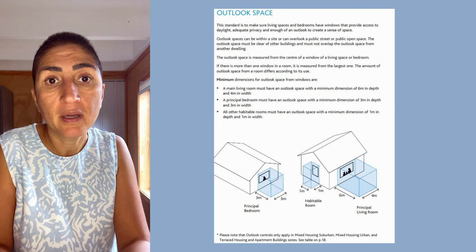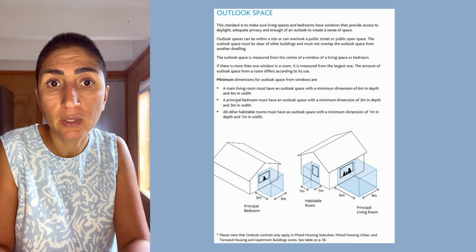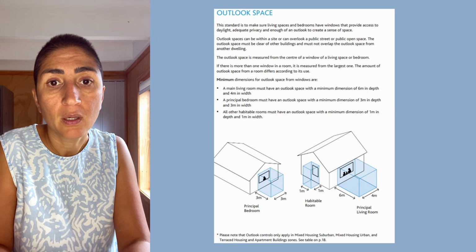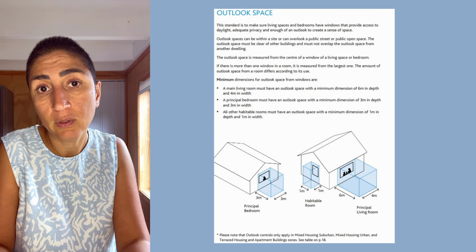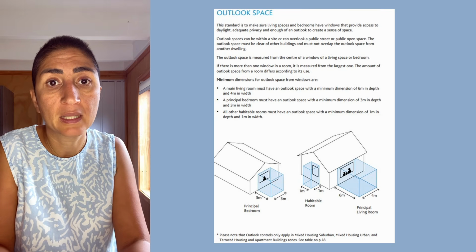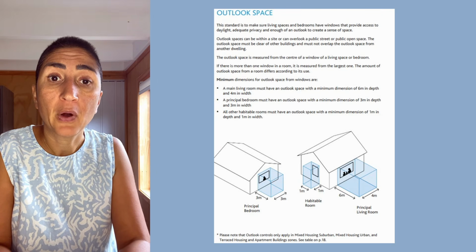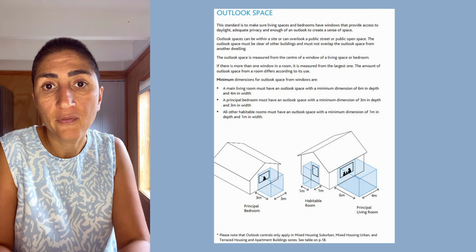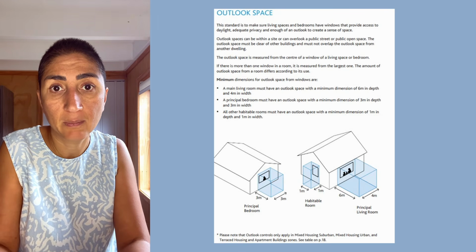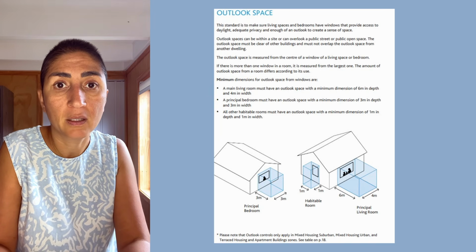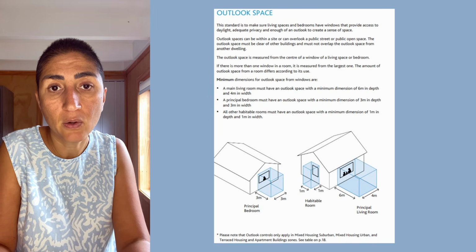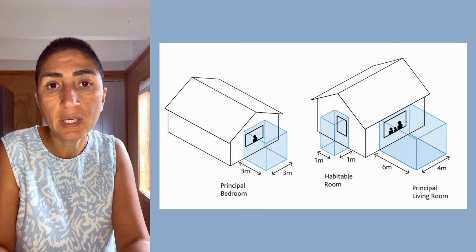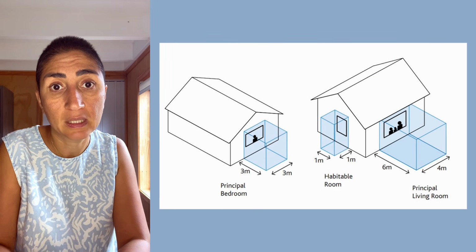There's also another important rule that you need to look out for in your zone rules, and that's the outlook space rule. Now, I could not find any outlook space rule for the Auckland single house residential zone, but there are some zones with that rule. Some of them say, for example, you have to have a 6 meter deep area in front of the main windows, which means that if there's any window in the living room, you cannot build anything closer than 6 meters to that window.